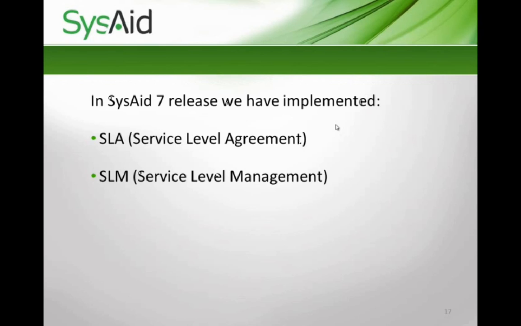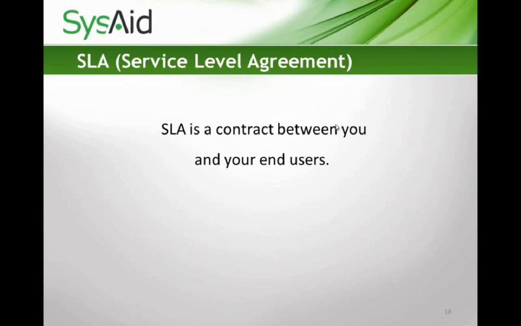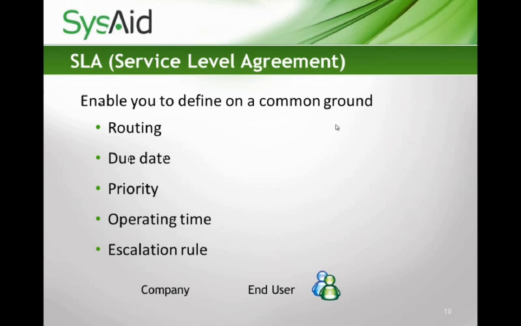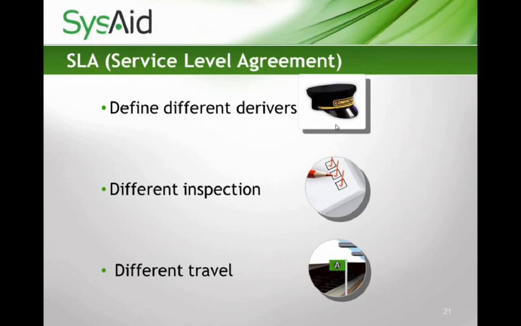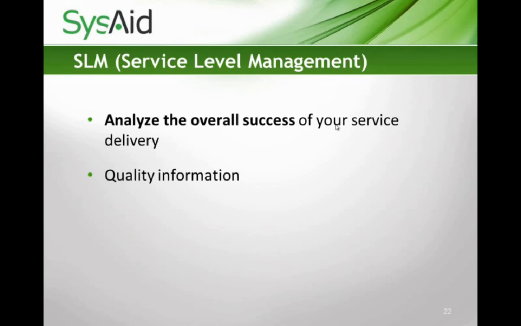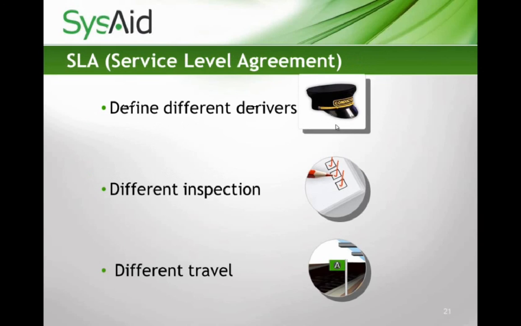The most important one. So SLA, my tip to you is think about the contracts that you're building. The SLA is the contract between you and your end users, okay? And it allows you to define common ground rules, routing, due dates, priority time, and escalation rules. This is something that you receive in your course book, which shows here in SysAid how our SLA actually works. Part of the SLA is a flow, which you will have time to see, and so on and so forth. So we finish here, in which we have SLM, which we'll see the next session.